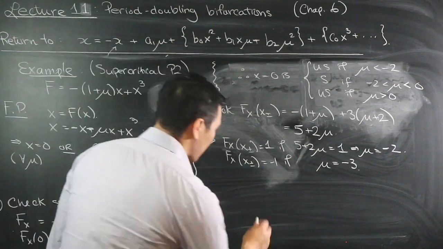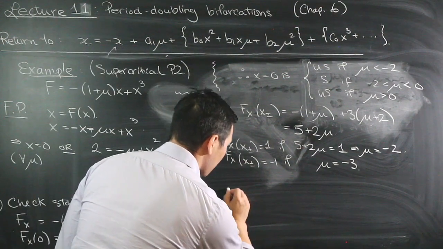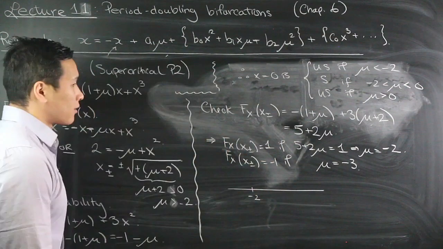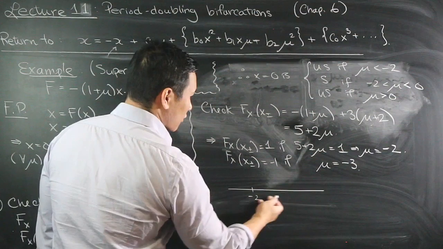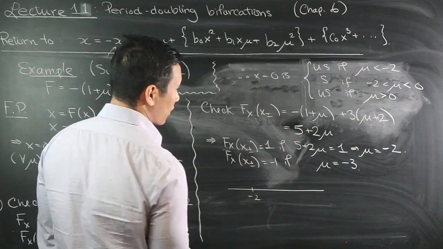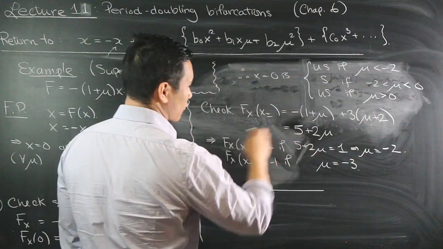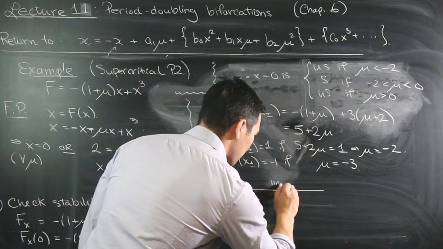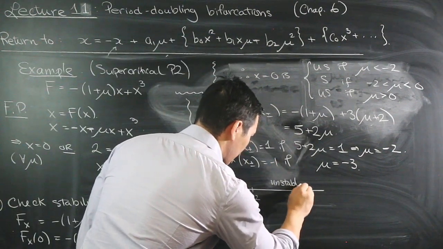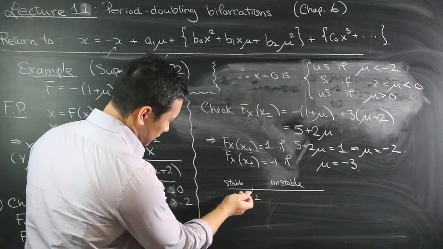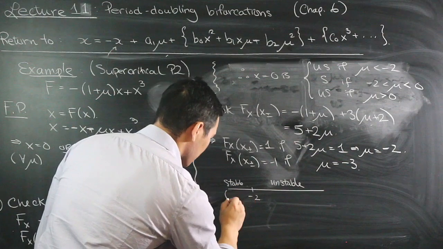Okay, so again, you can draw your little diagram here. So like that. There's a -2 here. Now on the right here, if mu has very, very positive numbers, this will be a large quantity, and so this will be greater than 1. So it's got to be unstable out here, and it's got to be stable in here. But it doesn't exist in this region.